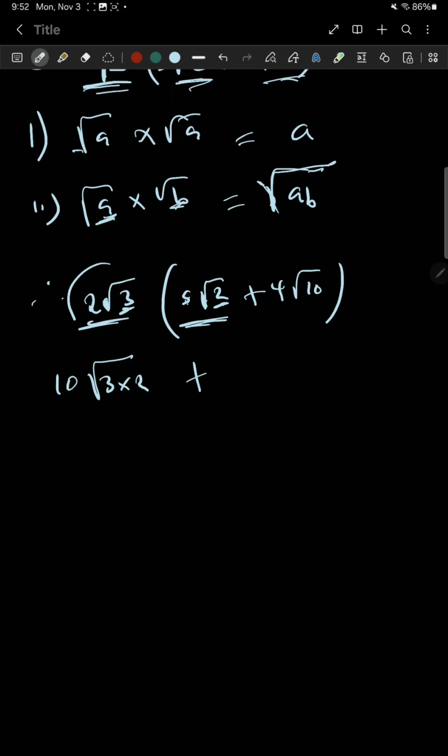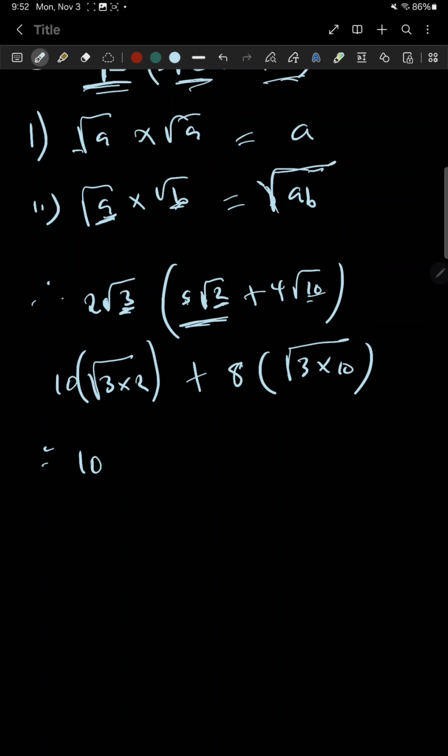Plus, I'll multiply also this times that. And I'll first start with the numbers in front. 4 times 2 is 8. Okay, let me put this in brackets. Then notice 3 and 10. Since 3 and 10 are different, I'll take a common square root, 3 times 10. So this will be 10 square root of 6 plus 8 square root of 30. Okay, that's what we are having here.